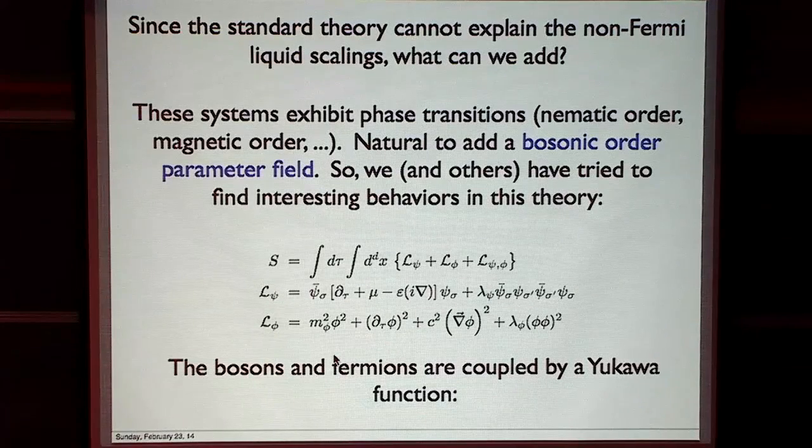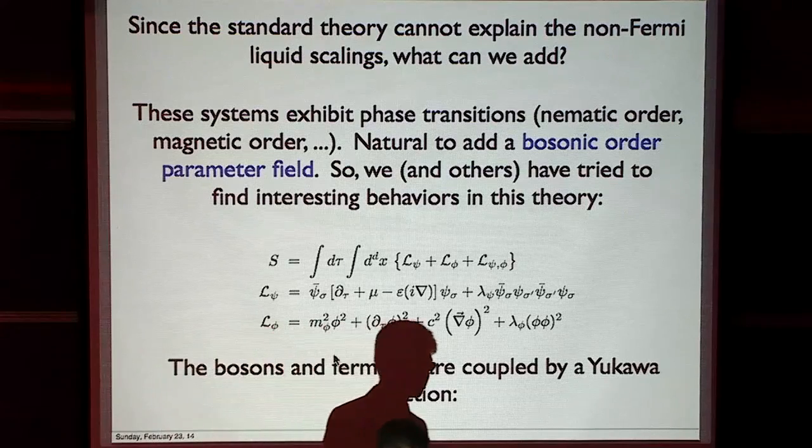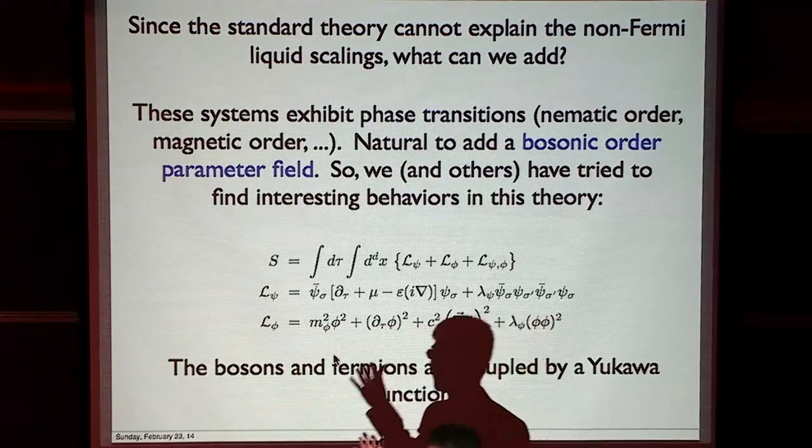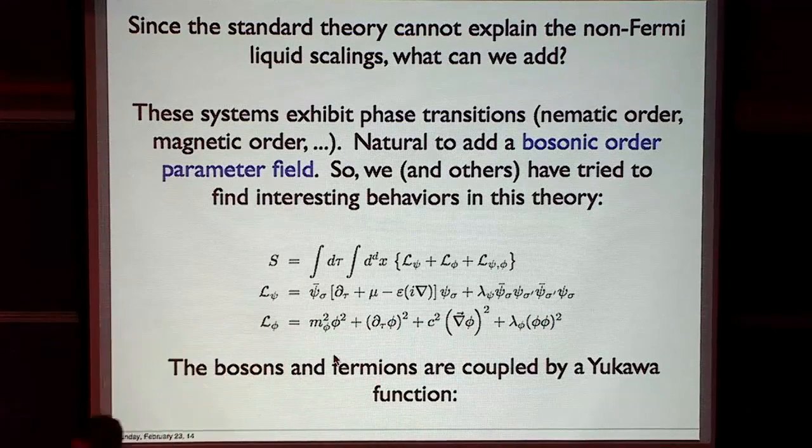Now, what that means to me is that the standard theory can't explain non-Fermi liquid scalings. Okay, so what can you add? In particle physics, when we have such a situation, we can add 6 extra dimensions or double the number of fields or whatever else. But condensed matter physicists seem to be more conservative than that. So what else actually happens in the systems?